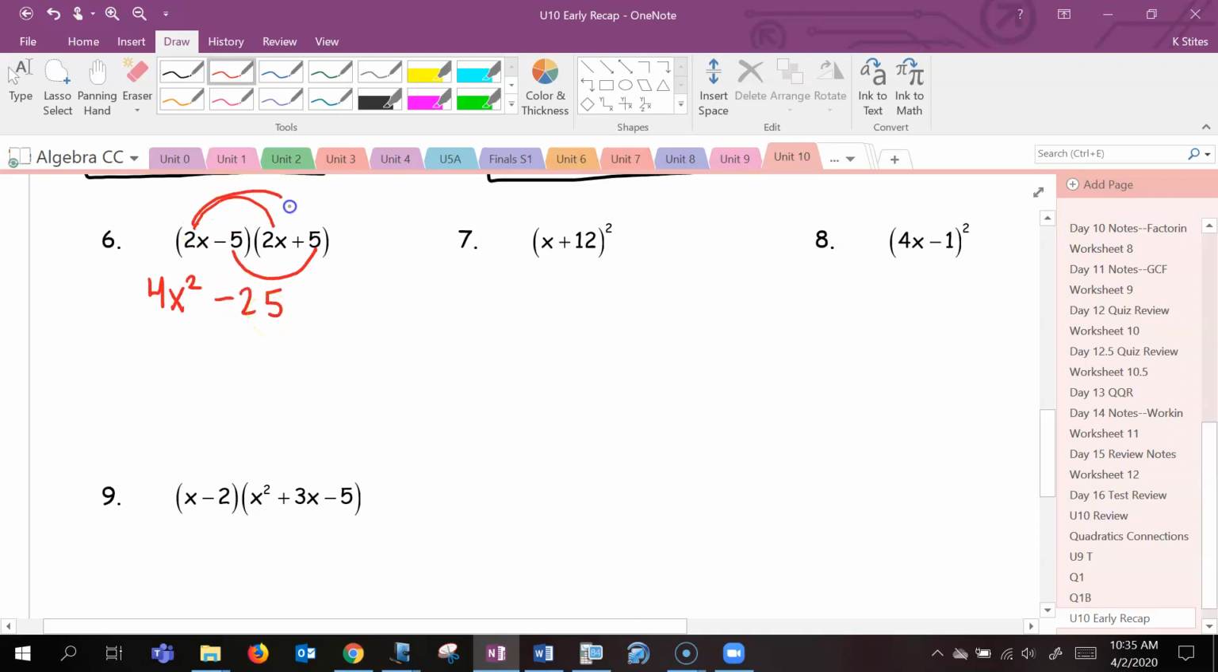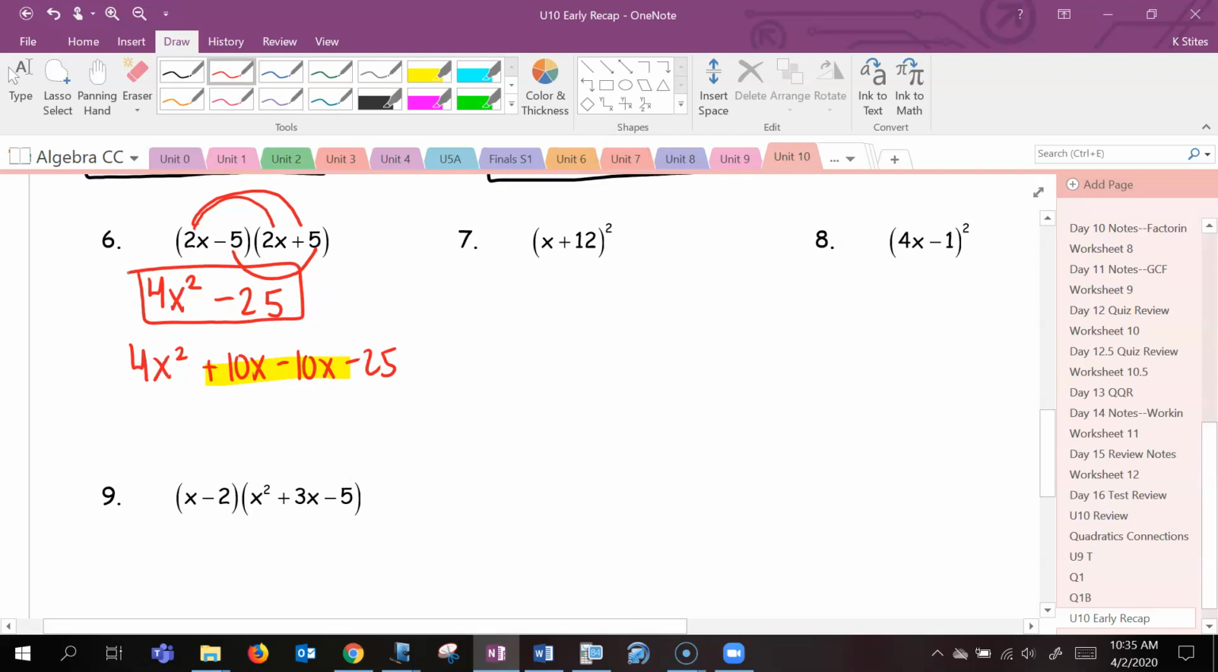Okay, but again, if you want to do the whole thing, if you want to do first and then outer would be 10x, inner, lots of 10x's in these problems I created, and then last, that's fine because look, those are just going to cancel. Okay, so this is your final answer.